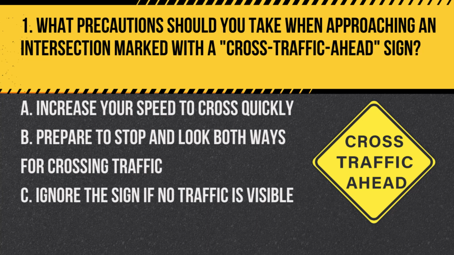Question 1. What precautions should you take when approaching an intersection marked with a cross traffic ahead sign? A. Increase your speed to cross quickly. B. Prepare to stop and look both ways for crossing traffic. C. Ignore the sign if no traffic is visible. Answer. B. Prepare to stop and look both ways for crossing traffic. This sign indicates potential traffic crossing ahead, so it's important to be prepared to stop and look for vehicles.